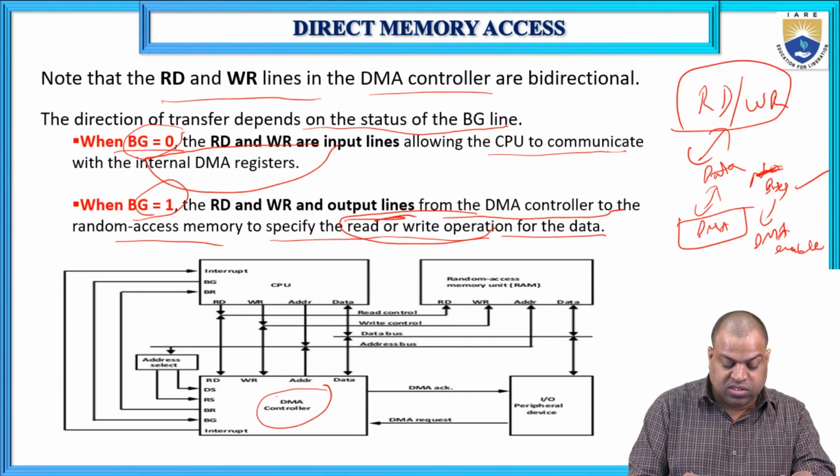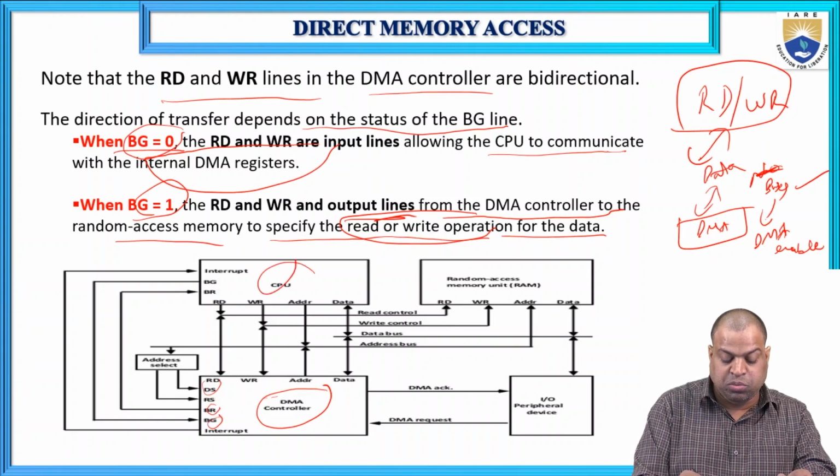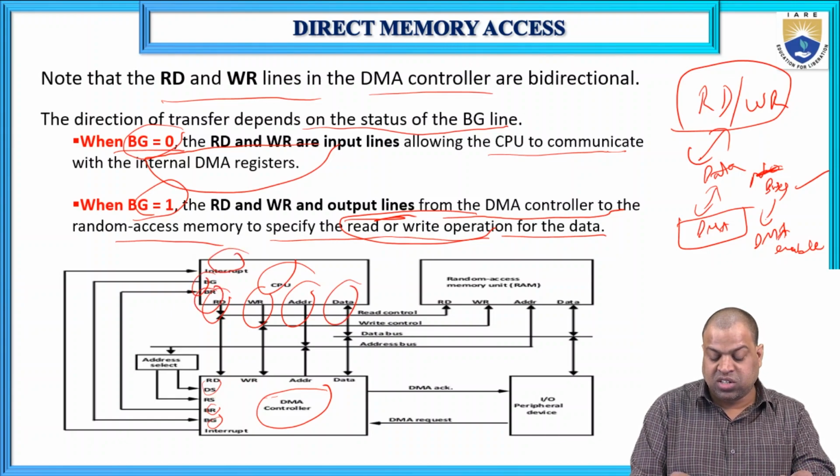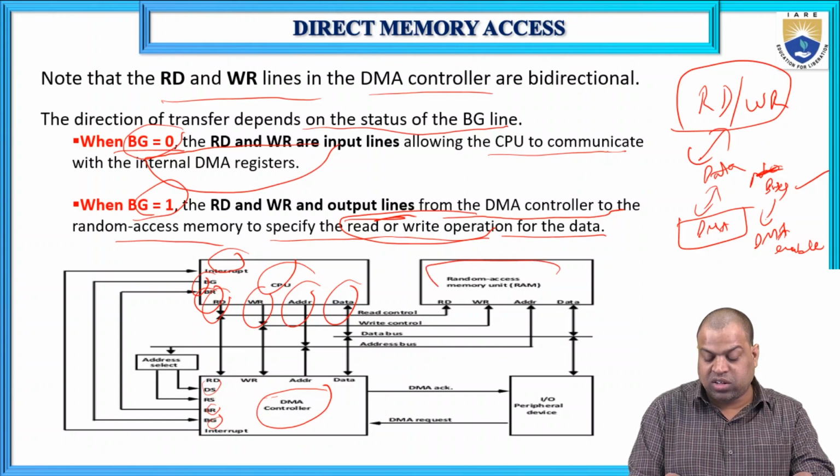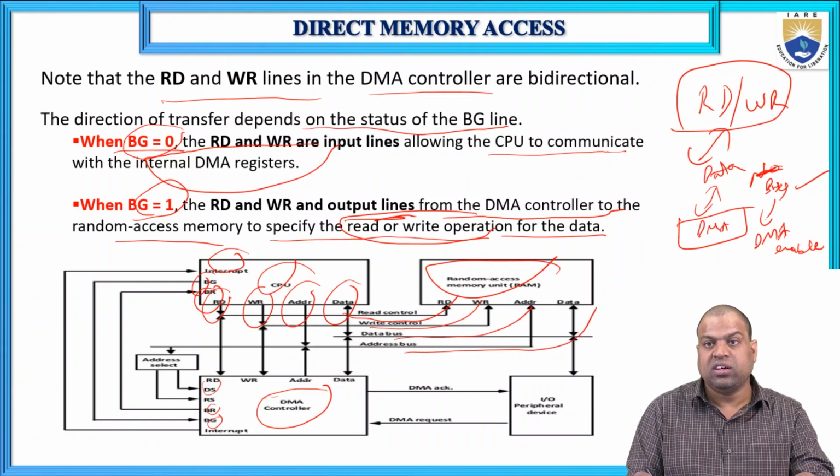The DMA is connected through DS, RS, bus grant and bus request to the CPU, along with read, write, address and data, with interrupt, bus grant and bus request. These are internally connected to the RAM through the read control, write control, data bus and address bus.